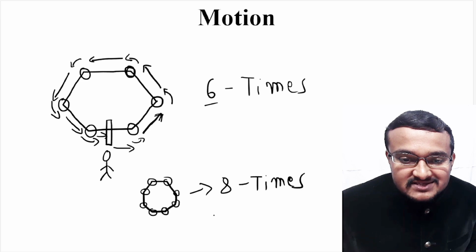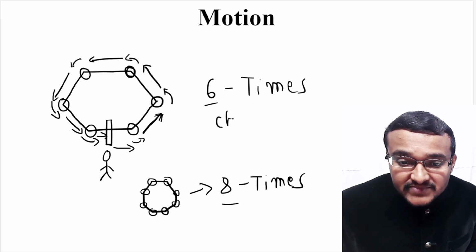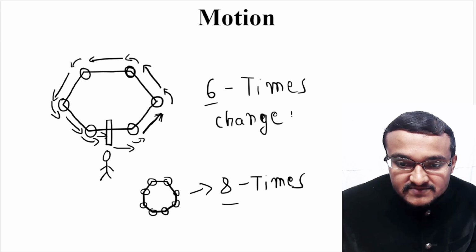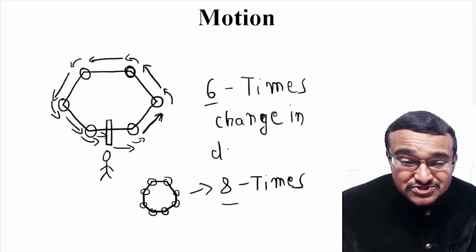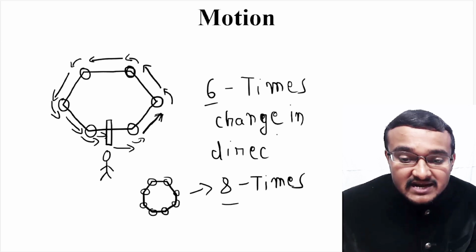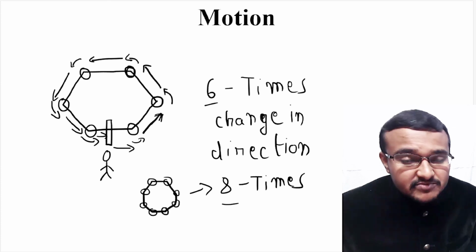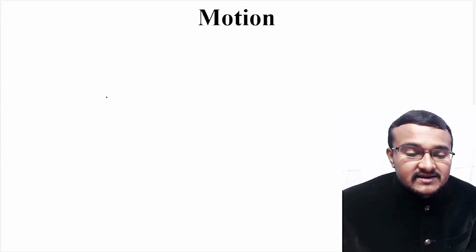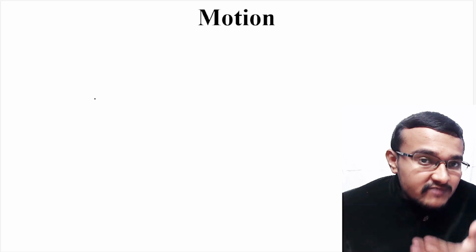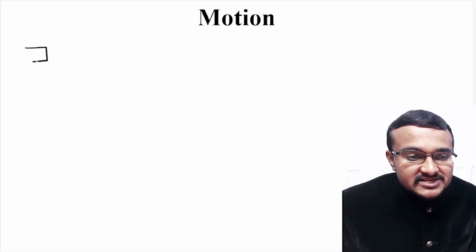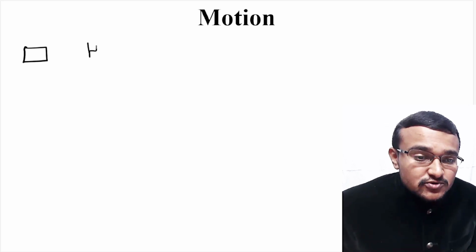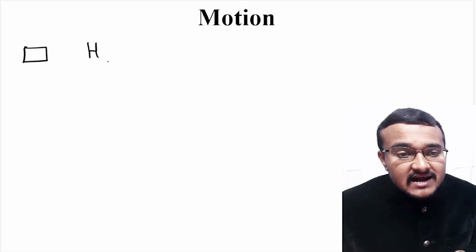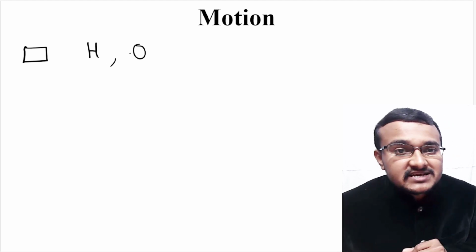Whatever 6 and 8 I am writing here is the change in direction. This particular athlete has to change his direction that many times, depending upon the shape of the track. Now let's say I go on increasing the number of sides. Initially I took a rectangular track, next a hexagon-shaped track, and next an octagon-shaped track.